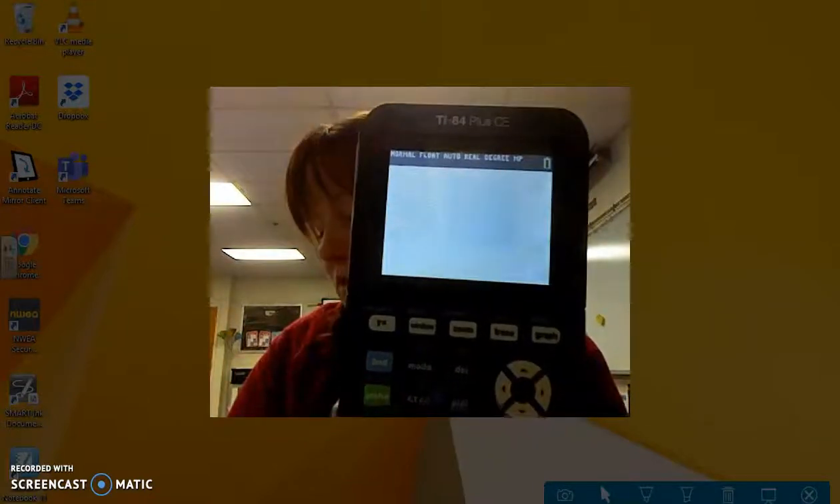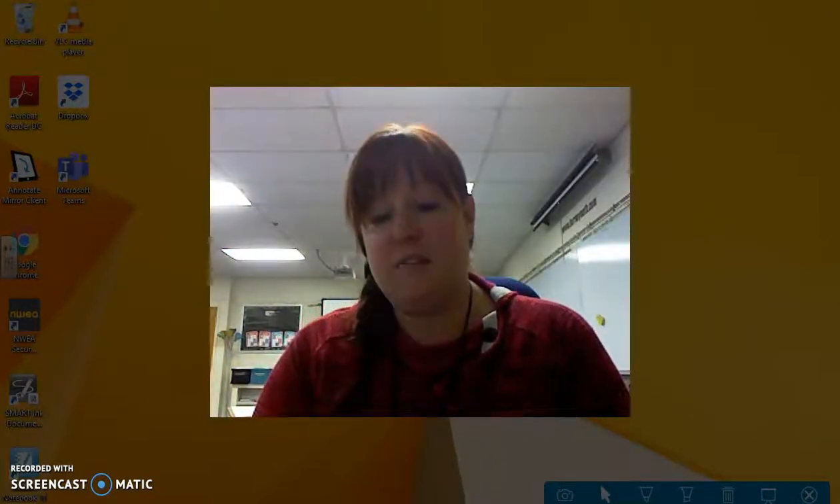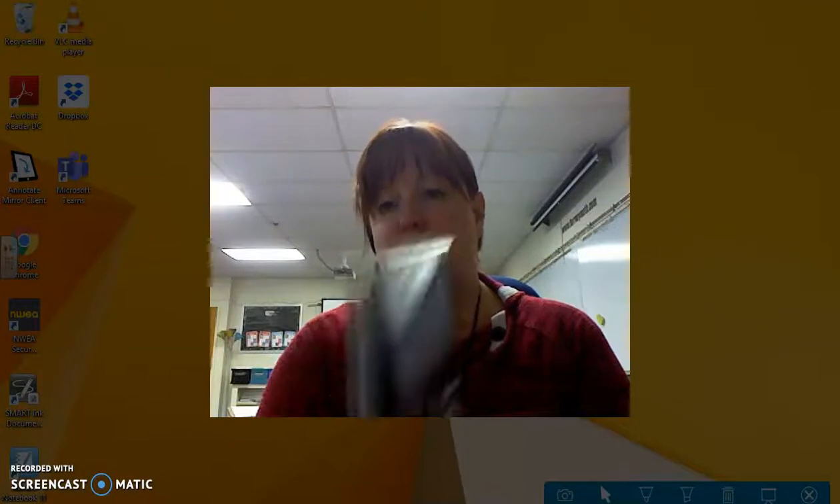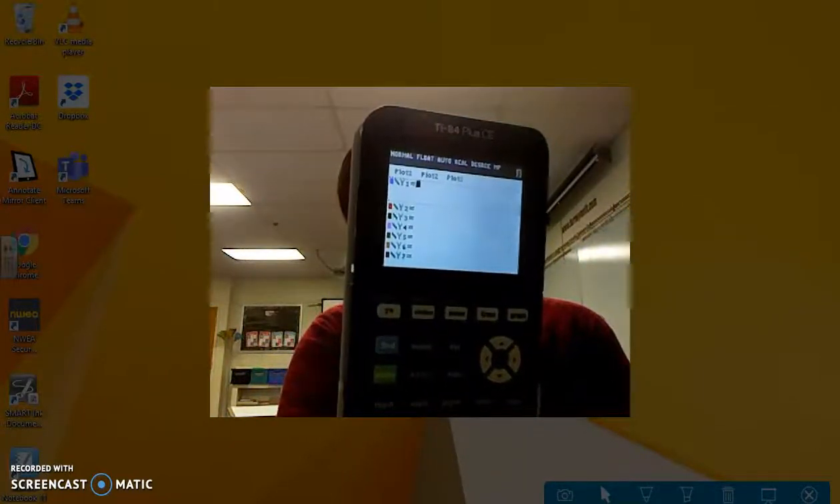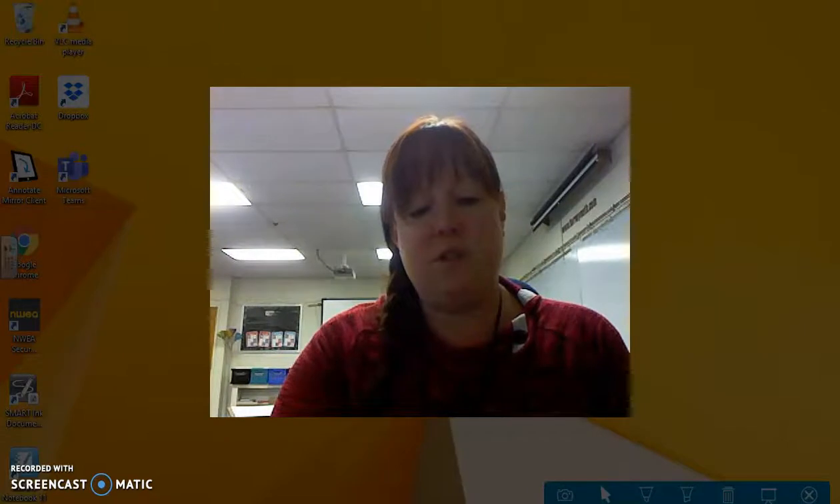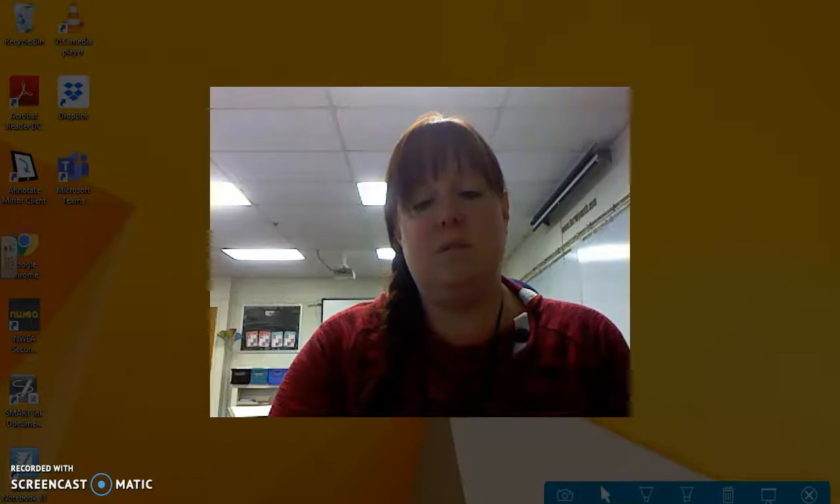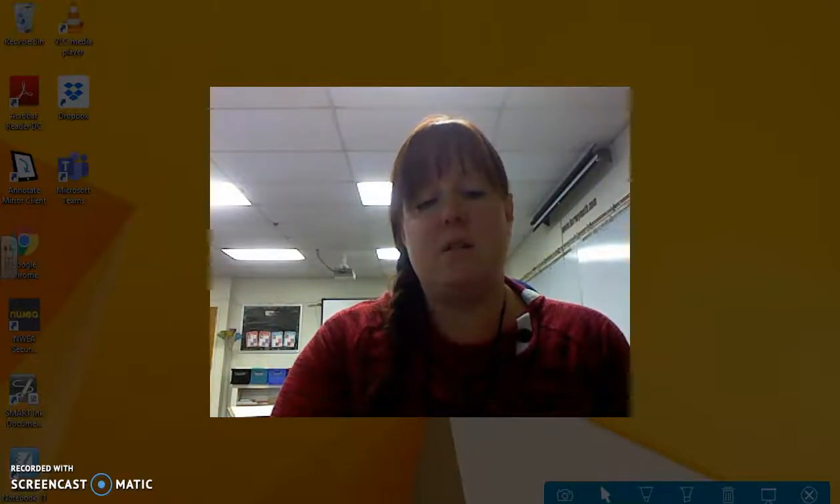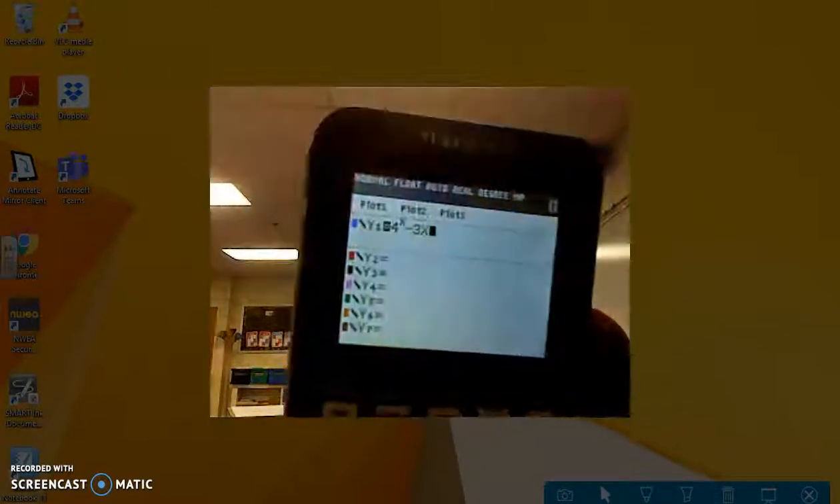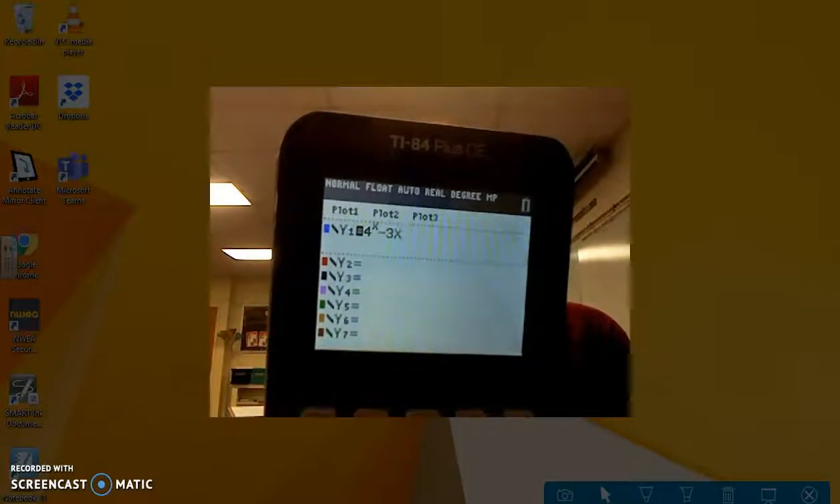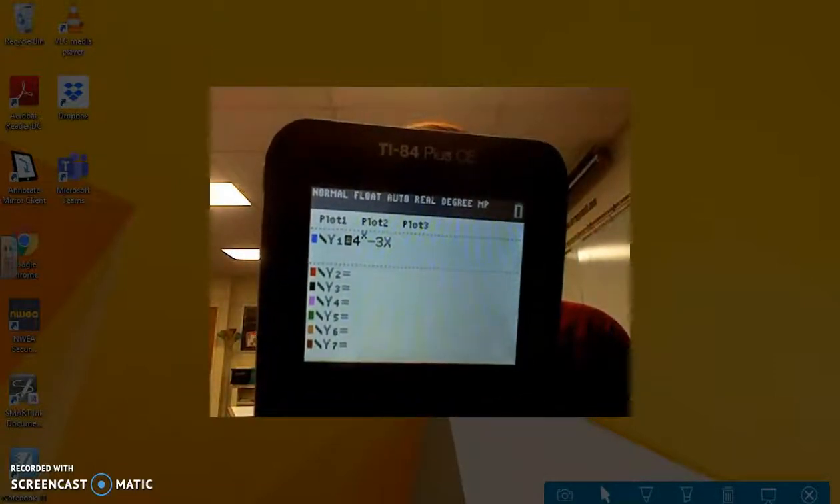Okay, so we are going to find some derivatives. So first we're going to go to our y equals screen, and we're going to plug that function in. 4 to the x minus 3x. Oh, and mine went all up in the exponent. You don't want to do that. Okay, there we go. 4 to the x minus 3x. So you're going to enter that in, and then you're going to use the derivative for these problems.